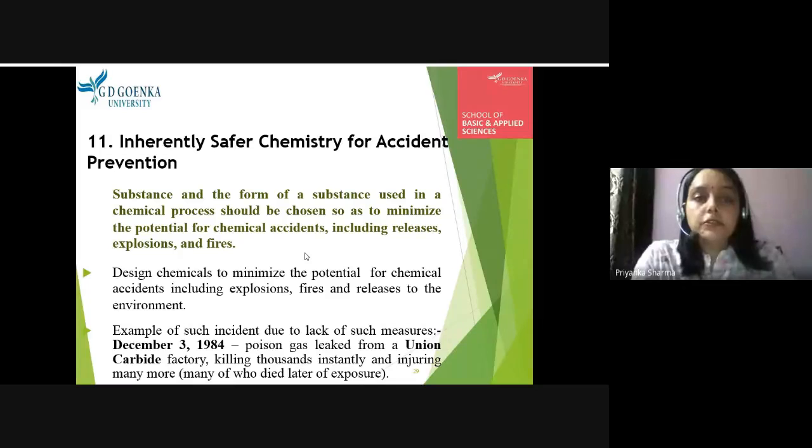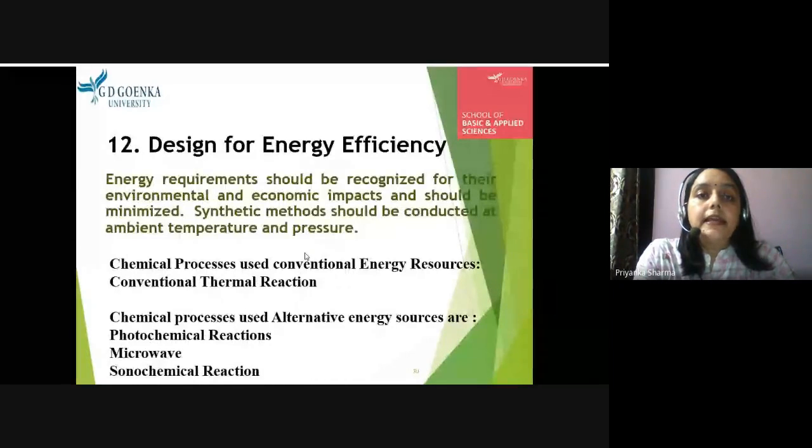Then another principle is safer chemistry for accident prevention. That means if we are doing any chemical synthesis or transformation, we should minimize the potential for any chemical accident. That means any release into the environment, any explosion or any fire that can occur has to be prevented, has to be minimized. We all know about the Bhopal gas tragedy in 1984, where there was a release of methyl isocyanate into the environment from the Union Carbide factory. Thousands of people were killed and are still affected by these gases which were released. So that is one of the examples. Whenever we are designing any plant or any transformation, we should minimize the potential for any accident.